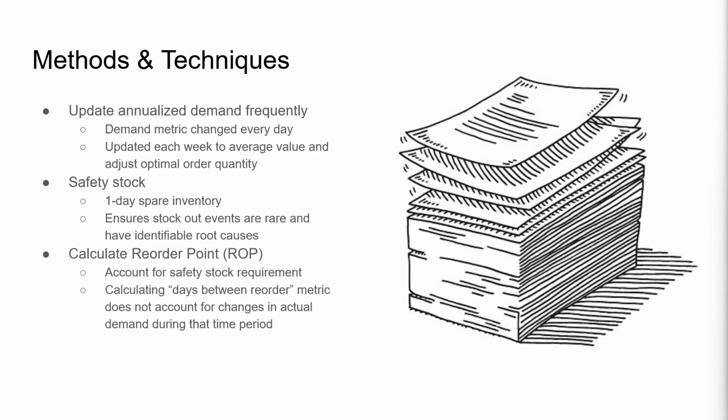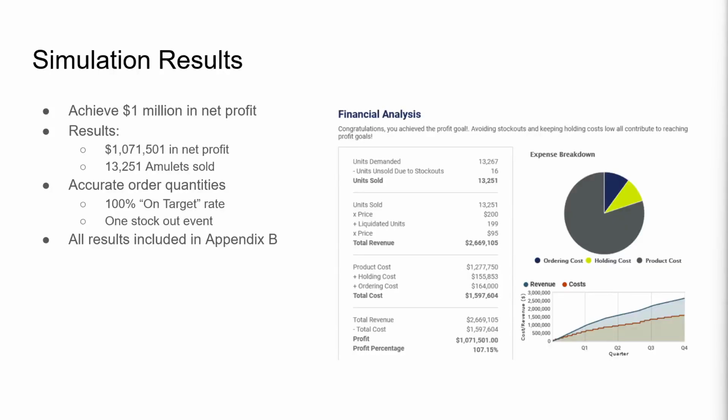So by incorporating all of this information into our inventory management approach, how well did we perform over the 1-year period? As a reminder, the goal of the simulation was to finish the 1-year period by earning $1 million in net profit. In our case, we earned over $1,070,000 in net profit and sold over 13,000 amulet devices.